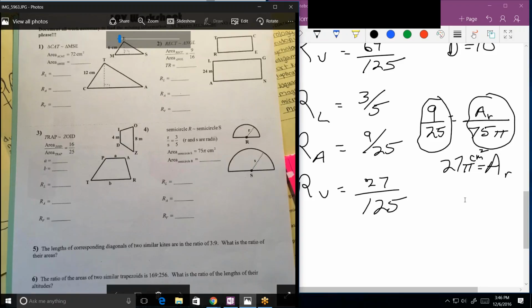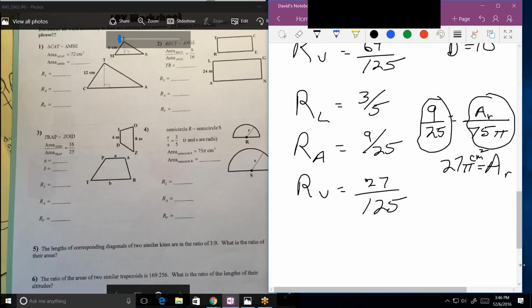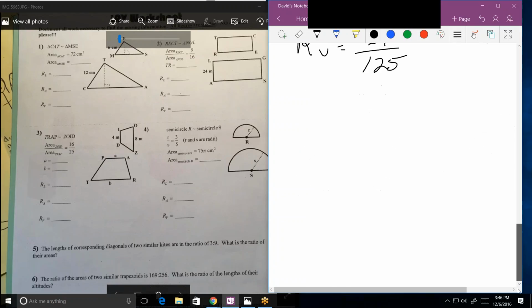Lengths of corresponding diagonals of two similar kites are 3 to 9. What is the ratio of their areas?